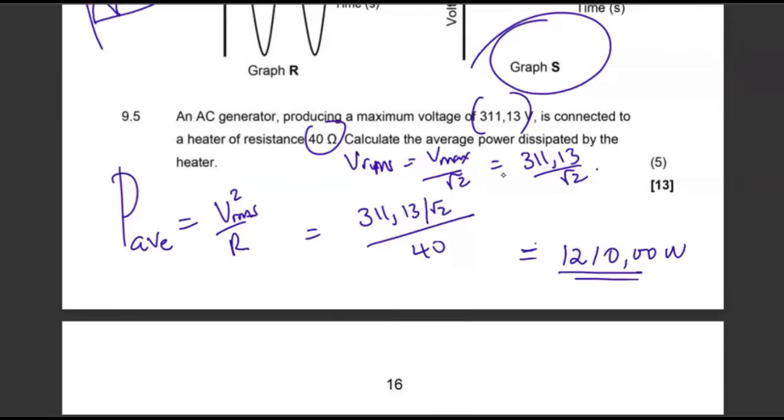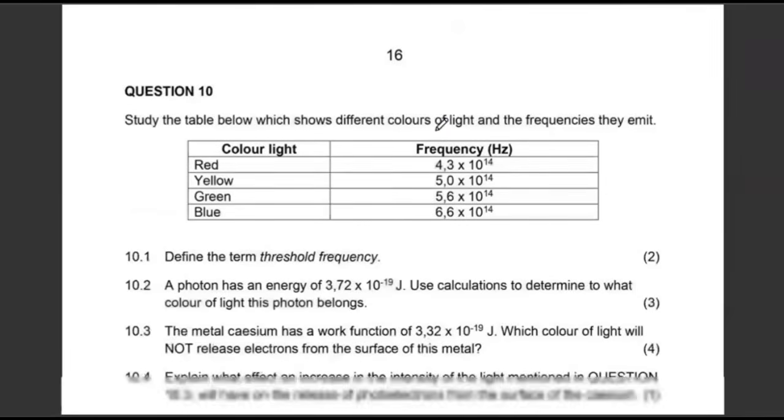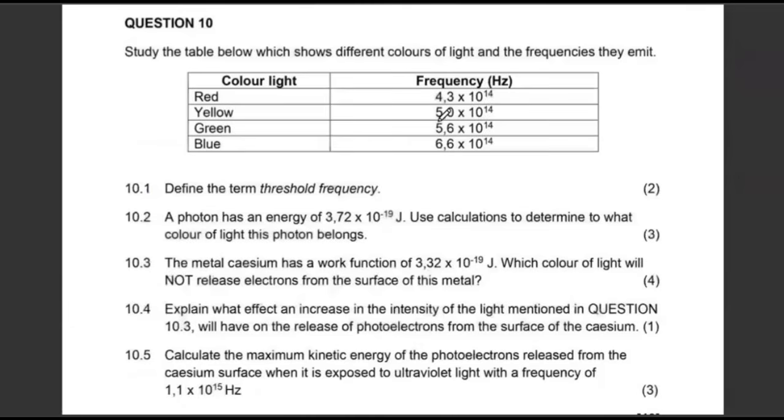1210,00 watts. Okay, that is question number 9. Then question number 10, which is the last one. Study the table below, which shows the different colors of light and the frequencies they emit. So red has this frequency, yellow has that, green and blue, just like that. Define the term threshold frequency.